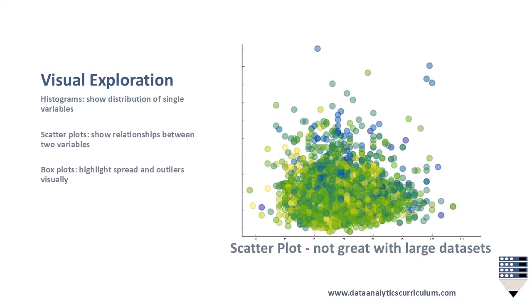Visual exploration. Visual tools make data patterns easier to see. Histograms show the shape of a single variable's distribution. Box plots display the spread and highlight outliers. Scatter plots show relationships between two variables, though they can get messy with very large datasets. These visuals help you detect trends, clusters, and problem areas quickly.